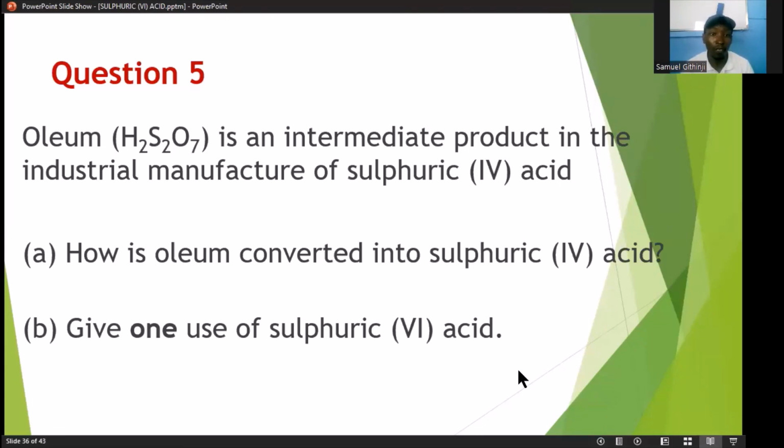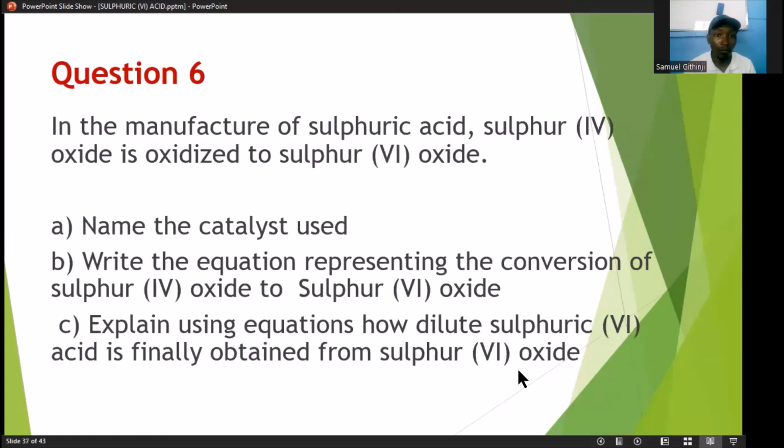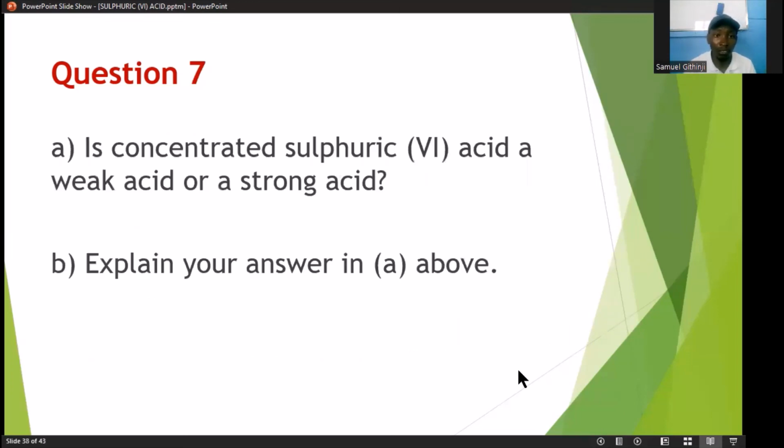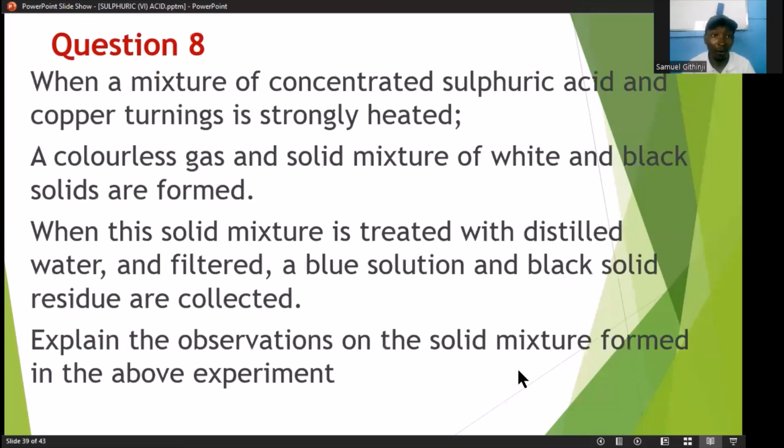Oleum is the intermediate product in the industrial manufacture of sulfuric acid. How can oleum be converted to sulfuric acid? Give one use. I have said these questions will keep on repeating themselves. In the manufacture of sulfuric acid, sulfur oxide is oxidized to sulfur 6. Name the catalyst, write the equation. Even the other one, explain using equation how dilute sulfuric acid can be obtained. Good. Question 7, concentrated sulfuric acid, is it a weak acid or a strong acid? Then you explain. As simple as that.